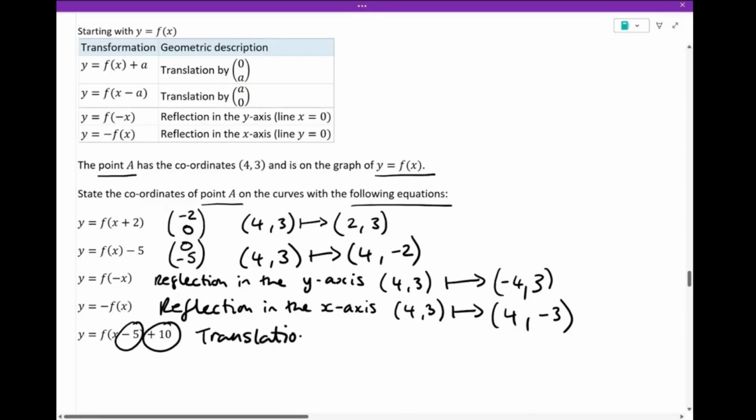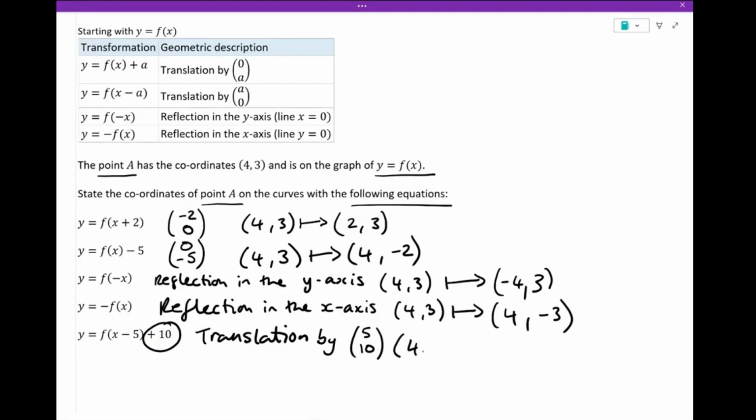And we just need to write out our vector. So it's going to be a translation by, and the -5 in the brackets links to our horizontal component. Again, we always use the opposite sign, so it's going to be a +5. And then our 10 outside the brackets is our vertical component, and it's equal to it, so it's going to be a +10 like that. That means we're increasing the x-coordinate by 5, we're adding on 5, and we're increasing the y-coordinate by 10, so we're adding on 10.